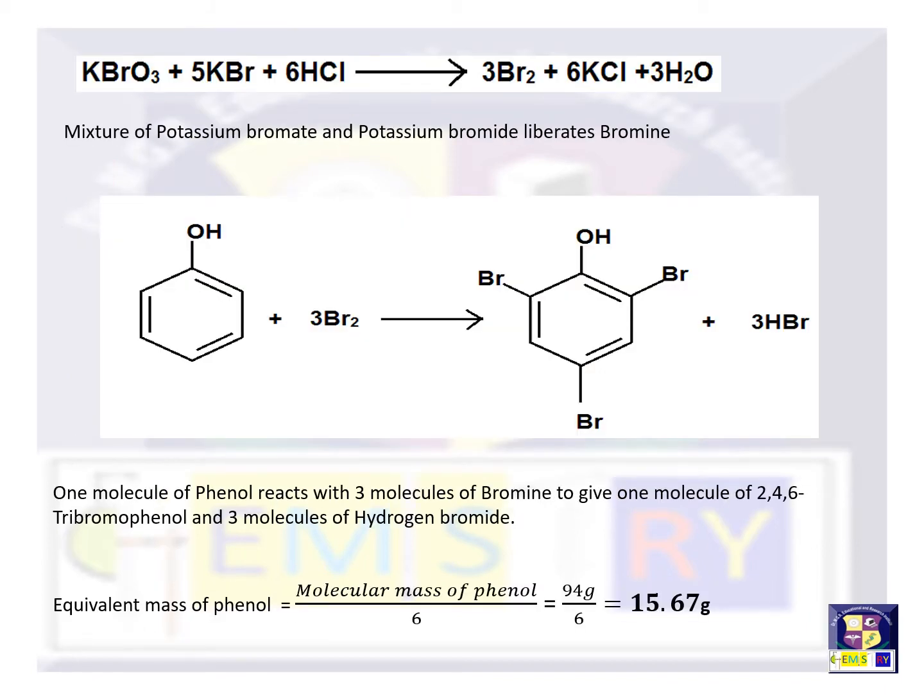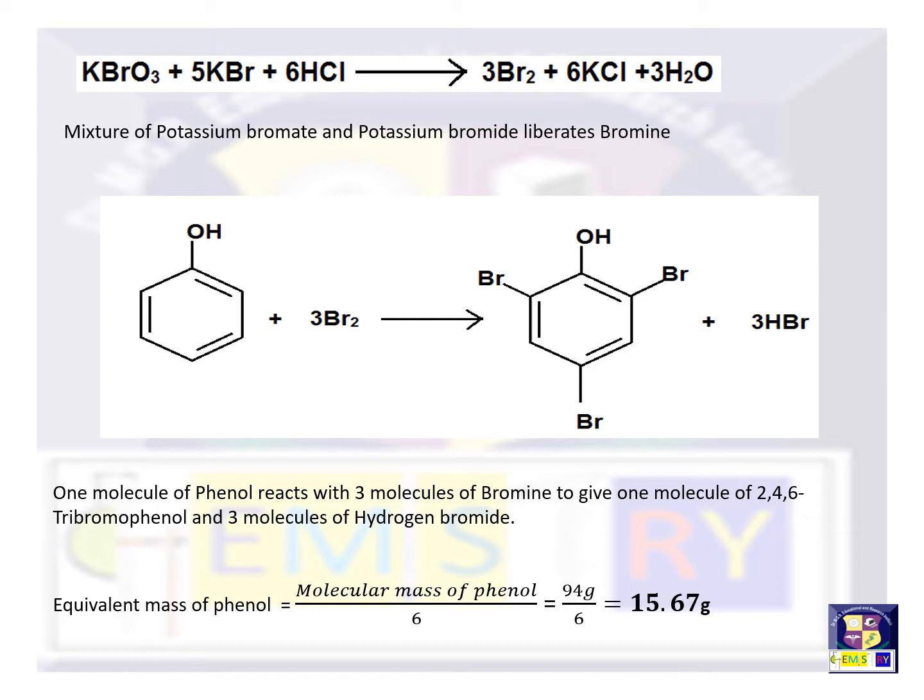Let us see the equations now. Bromate-bromide mixture is nothing but potassium bromate and potassium bromide, and in the presence of hydrochloric acid it liberates bromine. So that is the first chemical equation given here. The mixture of potassium bromate and potassium bromide is what we call a bromate-bromide mixture, that with 6 molecules of hydrochloric acid will give 3 molecules of bromine plus potassium chloride and water.